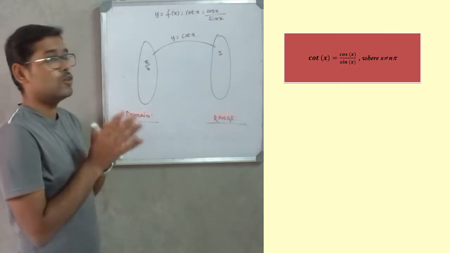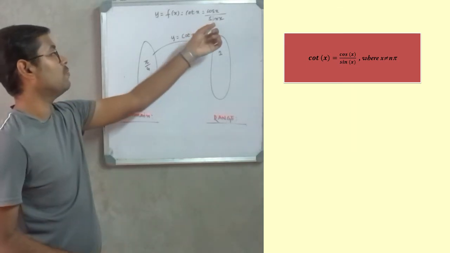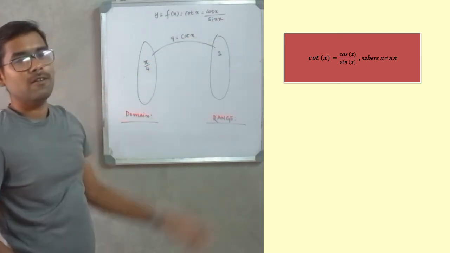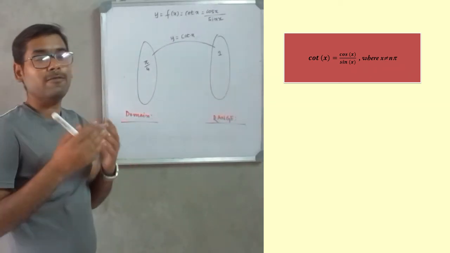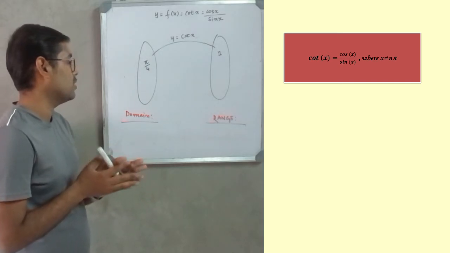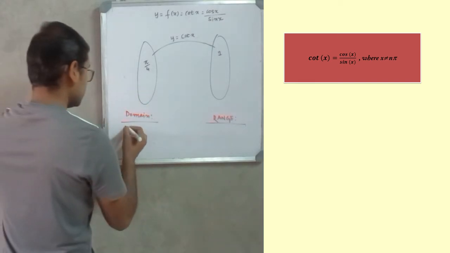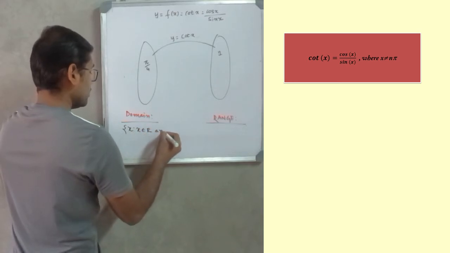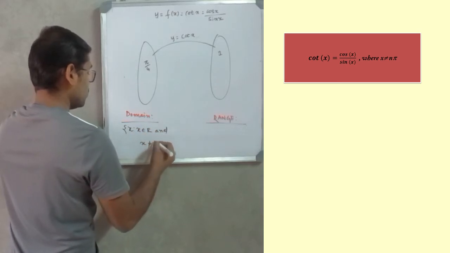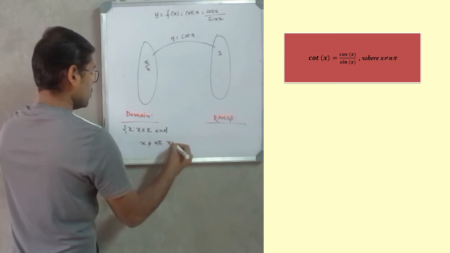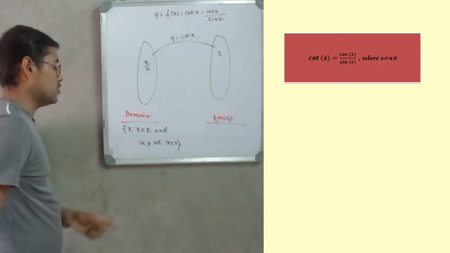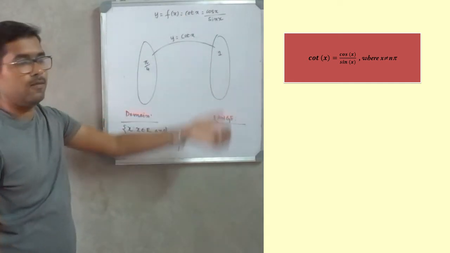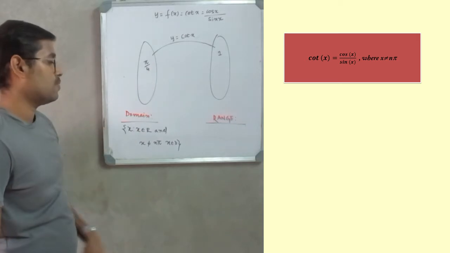If the value of x is equal to n pi, in that case the function sin x is 0, which means cot x is not defined where x is equal to n pi. So the domain of cot x is the set of all values where x belongs to the real numbers and x should not be equal to n pi, where n belongs to the integers. Except for these values, the function cot x is defined for all real values. That is the domain of cot x.